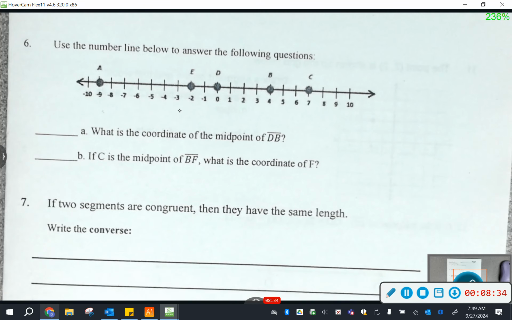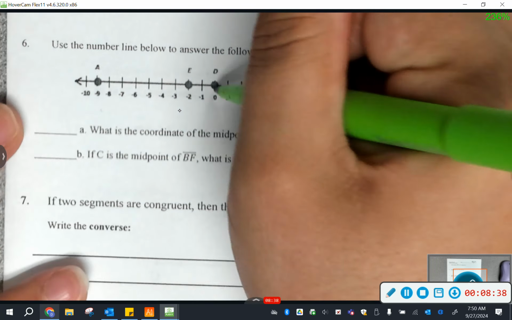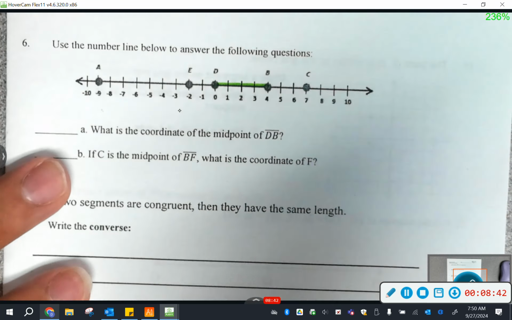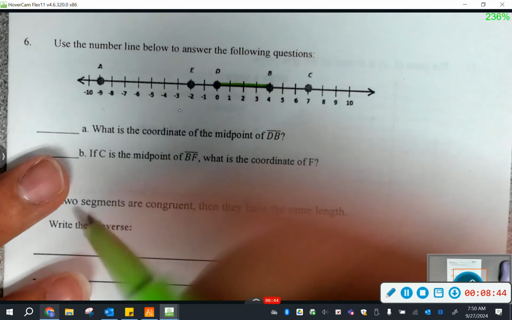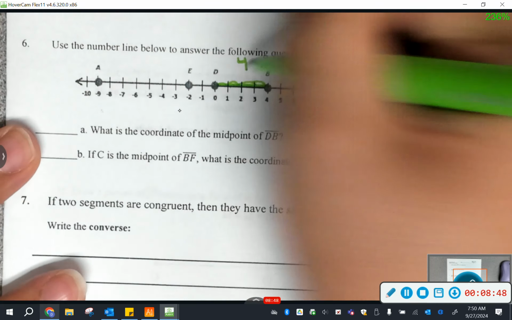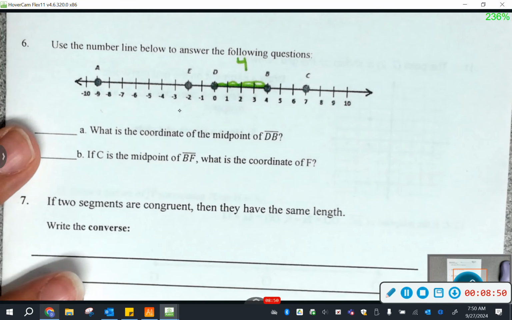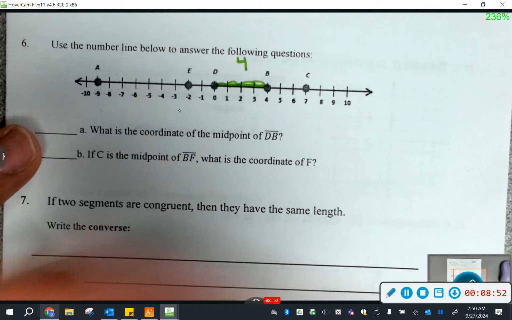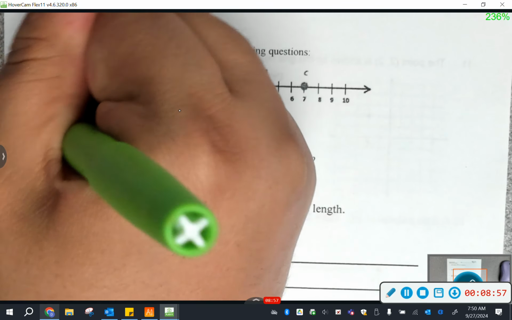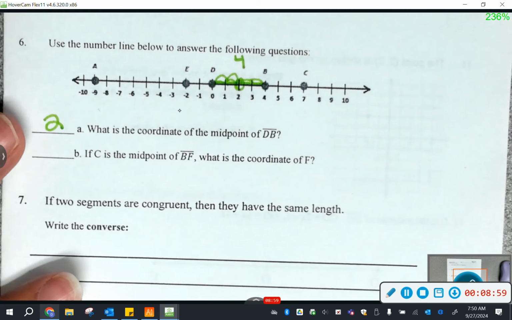What is the coordinate of the midpoint of BD? B to D, or DB, is right here. How far is that from each other? 4. So what is going to be my midpoint? How far am I going to go for my midpoint? 1, 2. Where do we end up? We just happen to end up at 2.